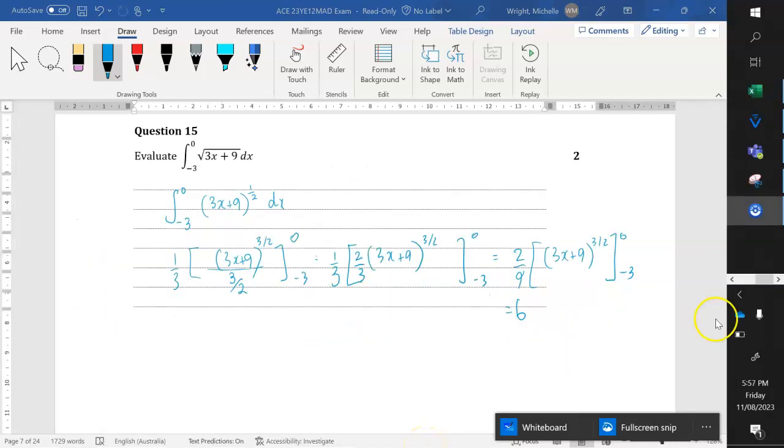Okay, the next step that you needed to do was pop 0 in to your function and then take away what you got when you popped -3 in, and you would have gotten 6 as your answer.